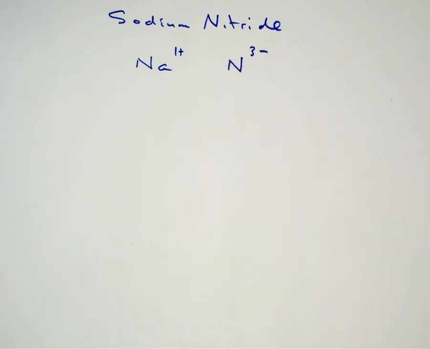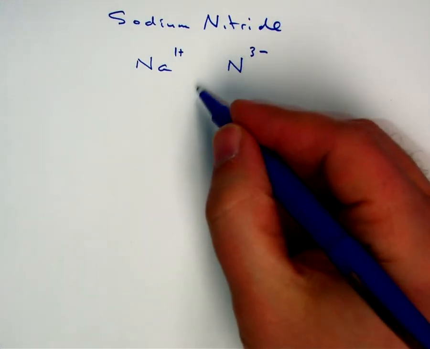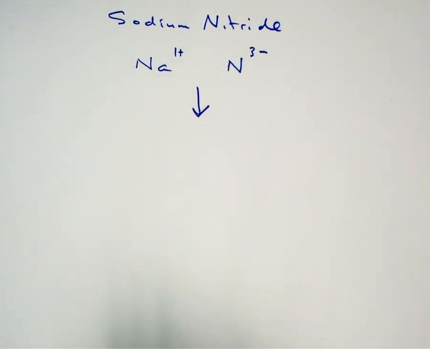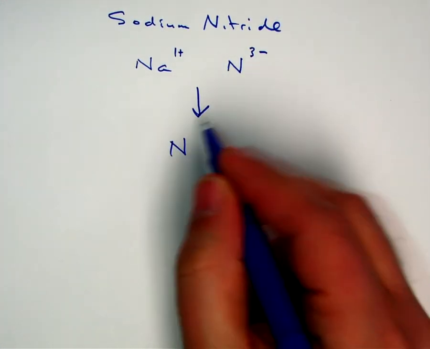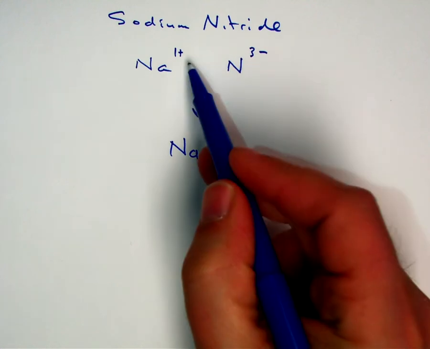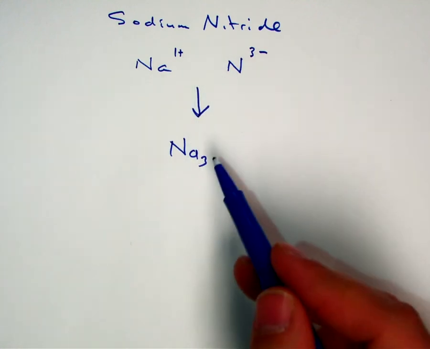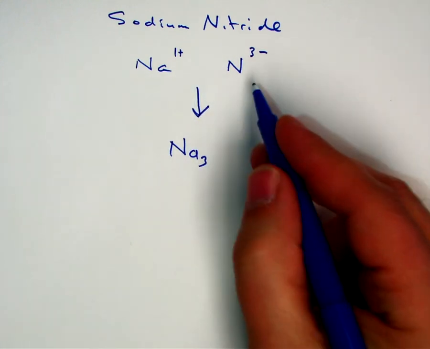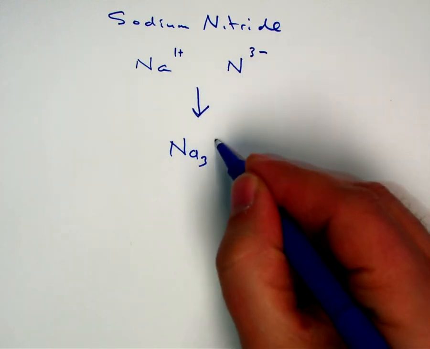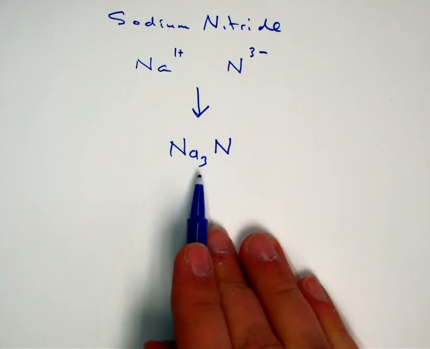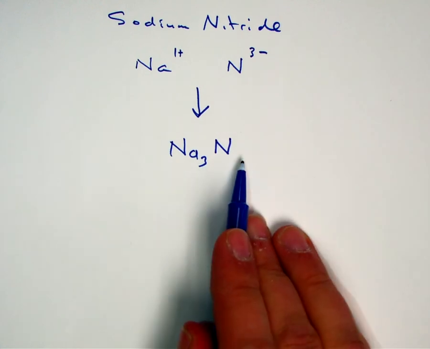If N's ion charge is 3 minus, how many sodiums would it take to balance out the 3 minus charge of nitrogen? 3 of them, right? So here's what we do. We're going to take these two and we're going to combine them. We're going to use 3 sodiums because each one has a 1 plus charge, and if we have 3 of them, then you get 3 plus to every 1 nitrogen. So the ratio is technically 3 to 1.